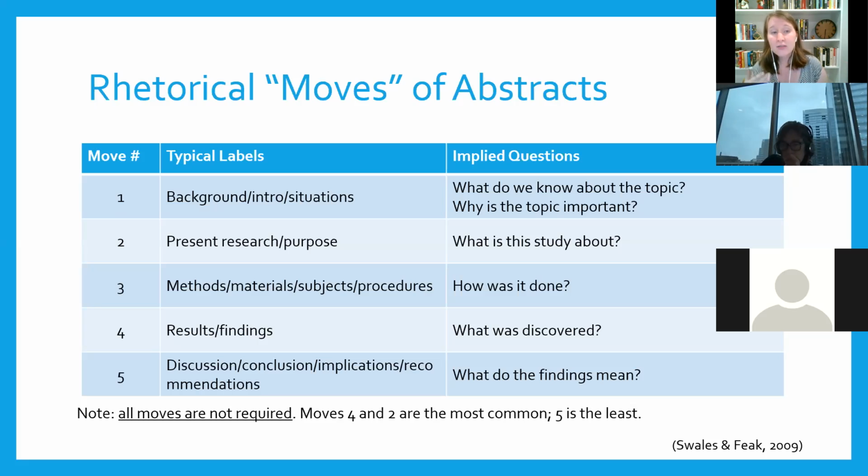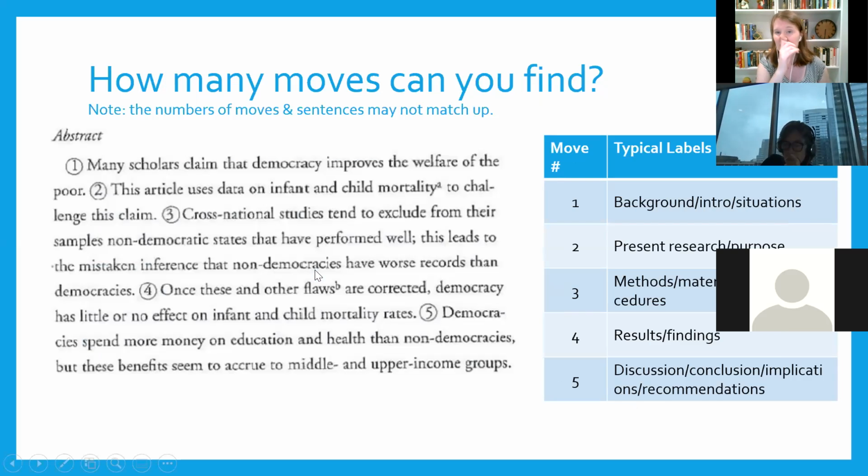So again, number 5 is the least common, and number 2, which is talking about the purpose of the study, and number 4, which is talking about the results or findings of your study, those are the 2 most common. So you can use any combination of these depending on what is most relevant for your specific research that you're working on, okay? So let's look back at our democracy abstract that we just read.